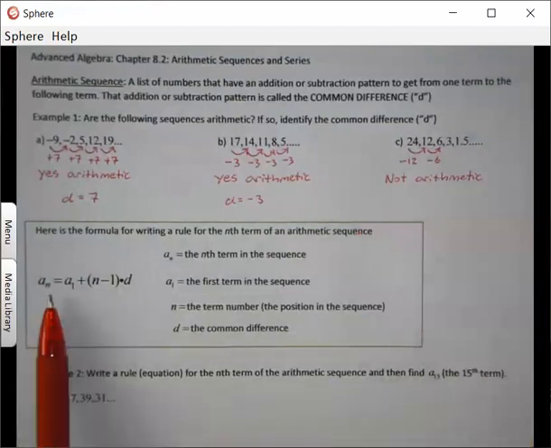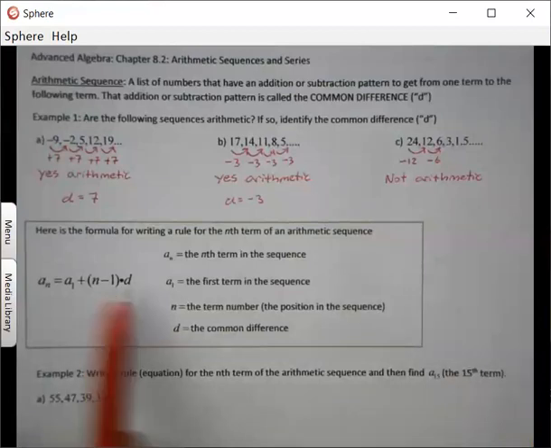Here we have a rule for the nth term of an arithmetic sequence. There's going to be a couple different ways we use this. One way would be to find an nth term, or find any term in a given sequence. So let's talk about each piece, and then we'll talk about some of the parts together.